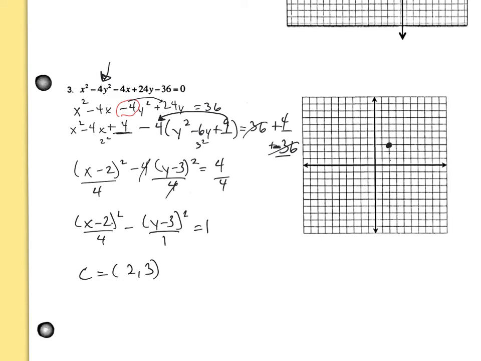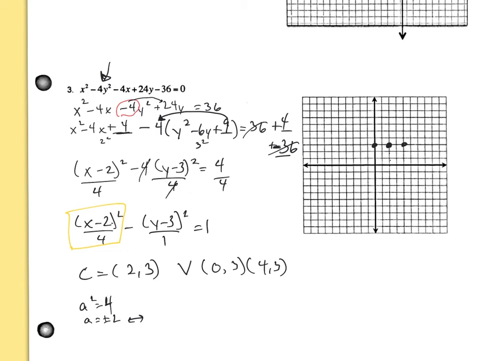Now your vertices. Your vertices are controlled by the first one. First one is x. So that means a squared is 4, so a is plus or minus 2. And we're going to go left and right, because that's underneath the x, from the center. I would, before the picture gets too crazy, look at those points and write down the coordinates. So we have 0, 3, and then we have 4, 3.